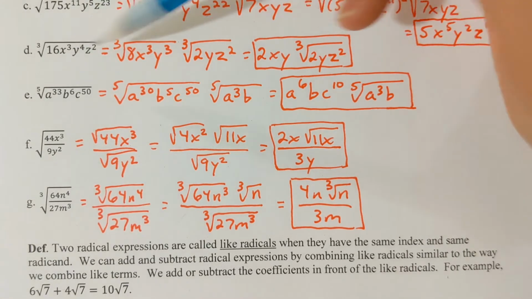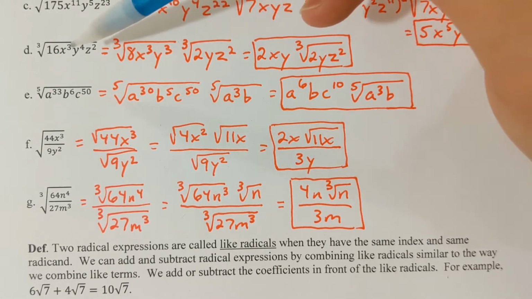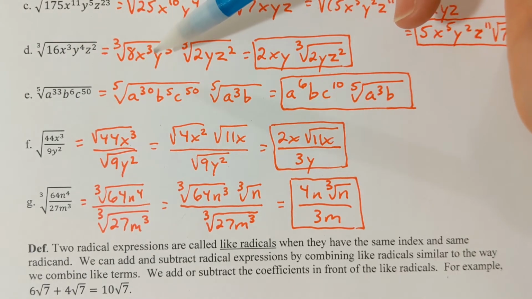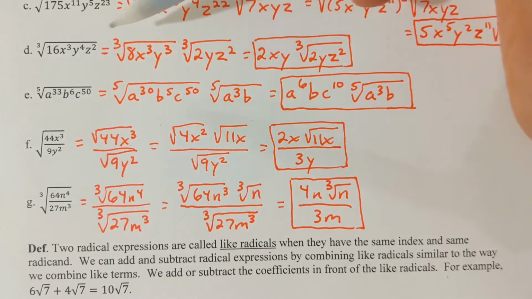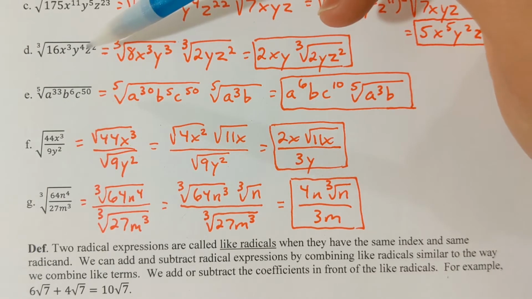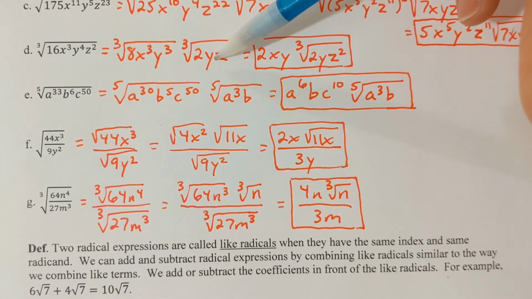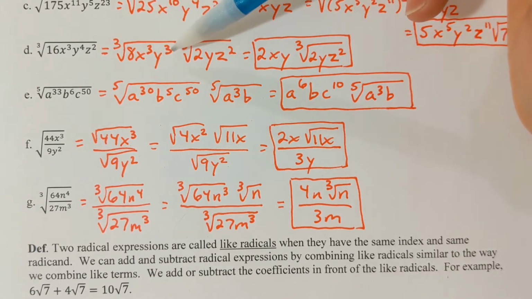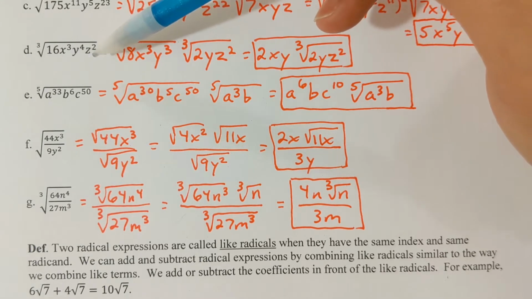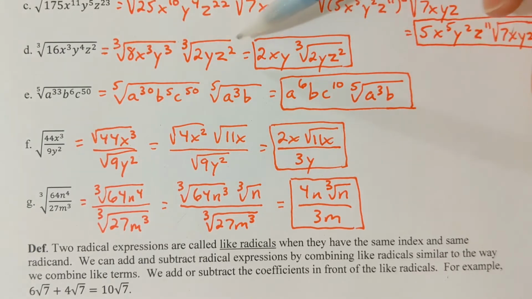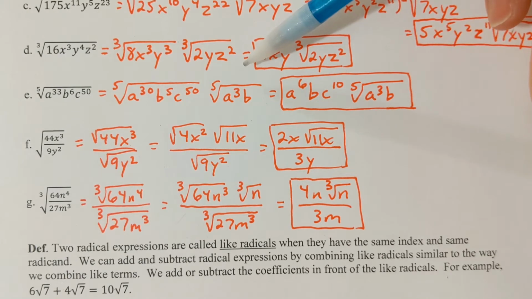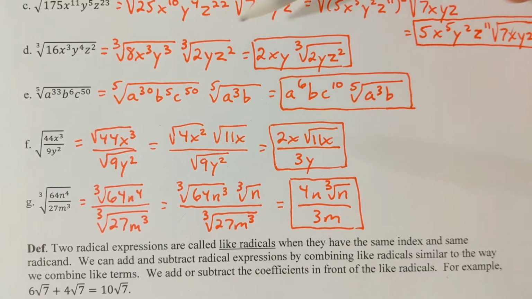X cubed, well, the cubed root of x cubed, that's x, so that x cubed can stay under the first radical. I don't have any leftover from the x terms. Y to the 4th, that's the same as y cubed times y. The cubed root of y cubed is y. And z squared, I'm going to have to put the z squared entirely in the second radical since the power there is less than the index.